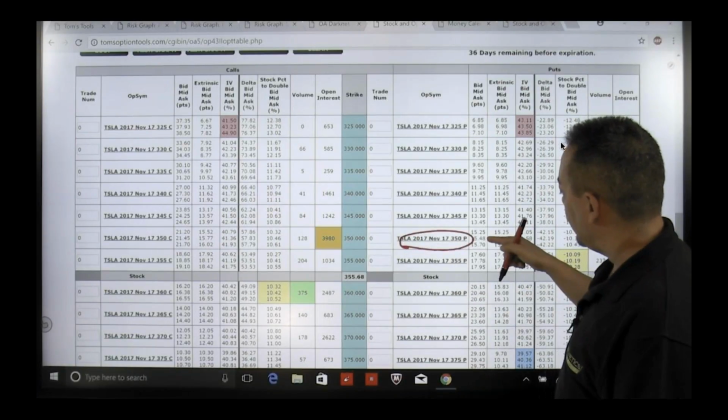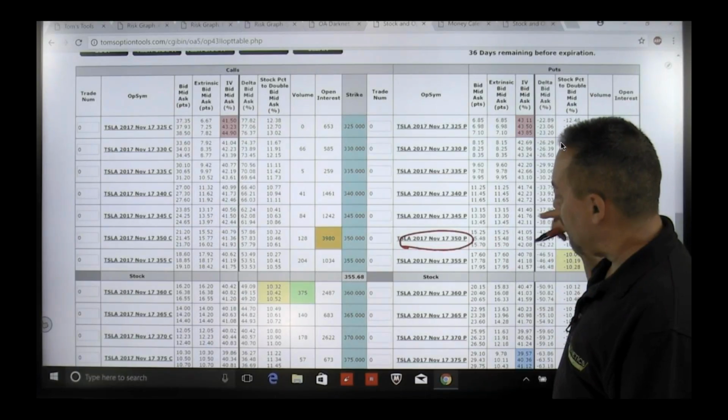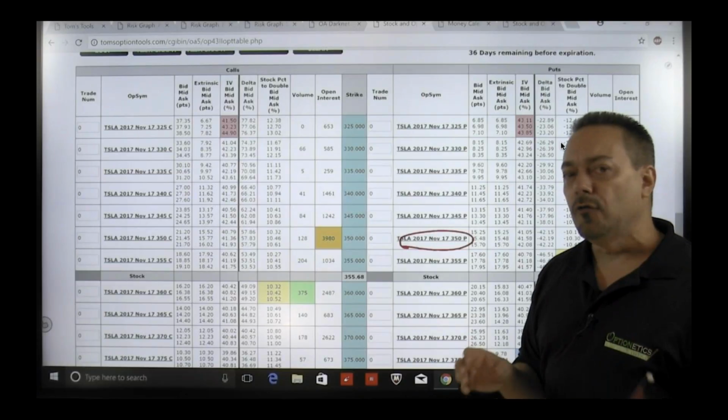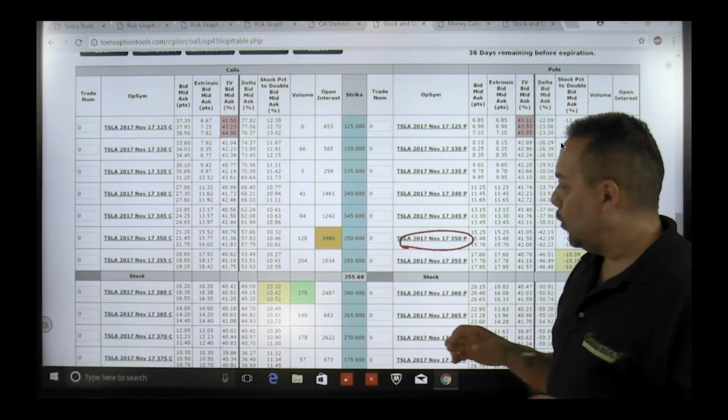All right, they're trading for $15.48. That would be $1,500 for that put. If I want to risk no more than $500, what can I do?